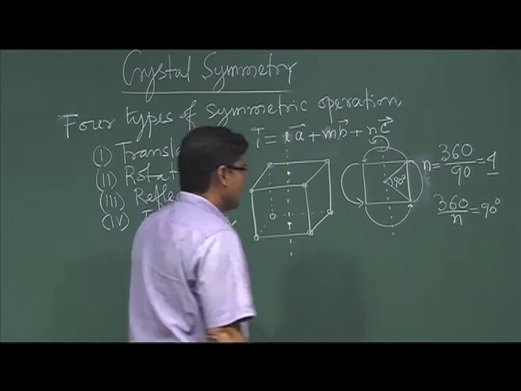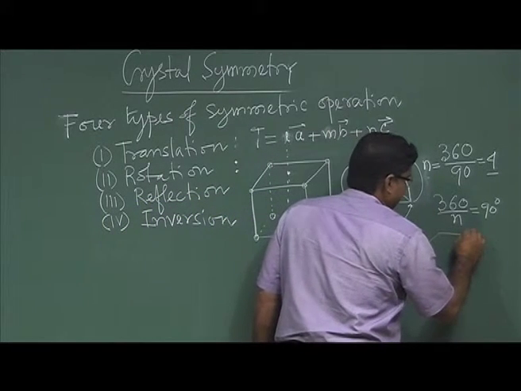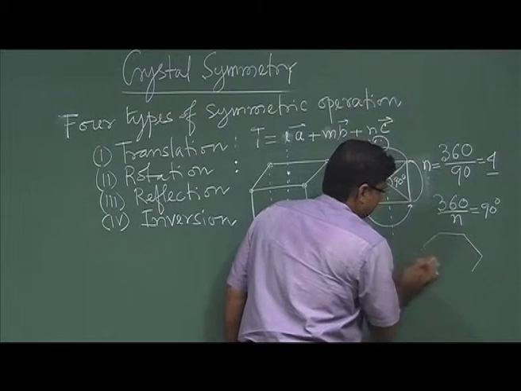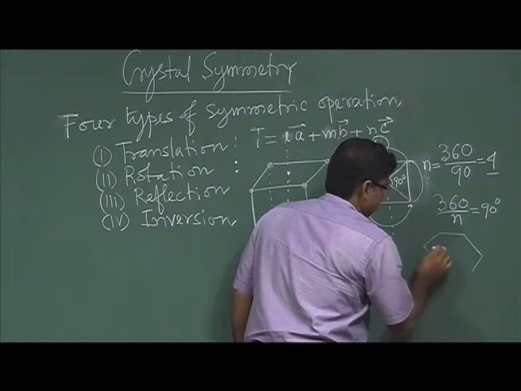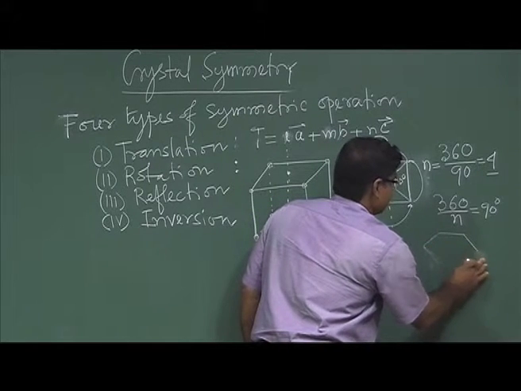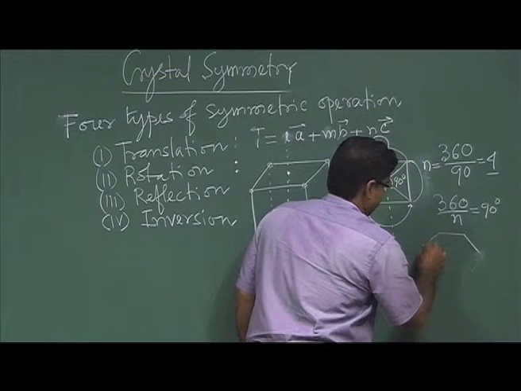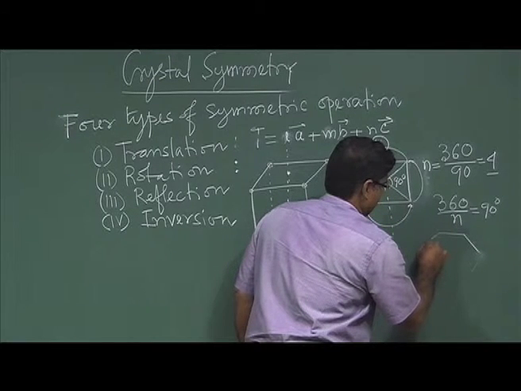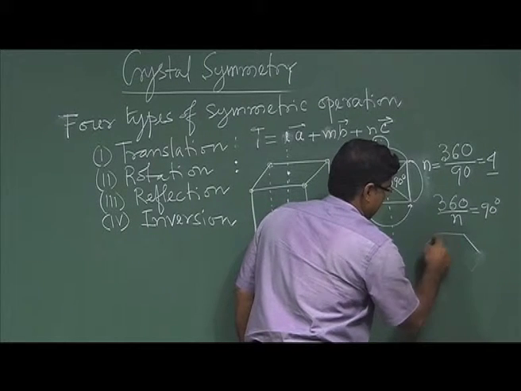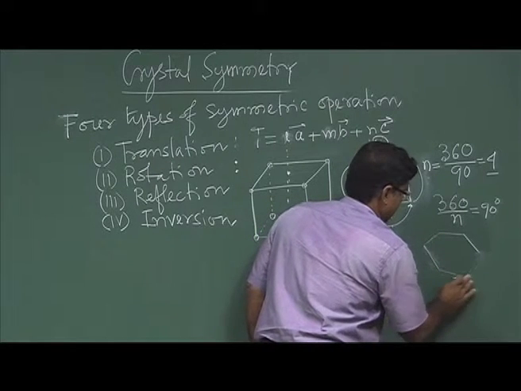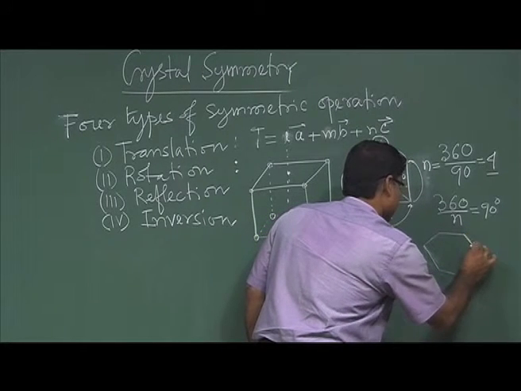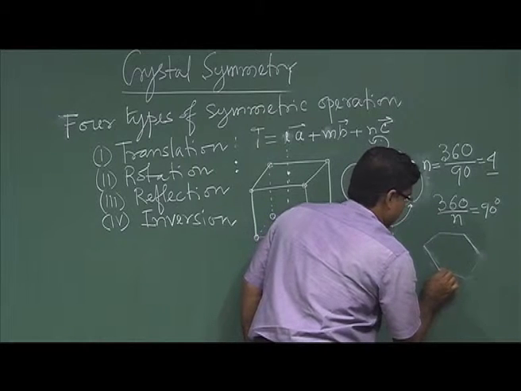In case of hexagonal, one, two, three, four, 1, 2, 3, 4, 5. So, then I can slightly.